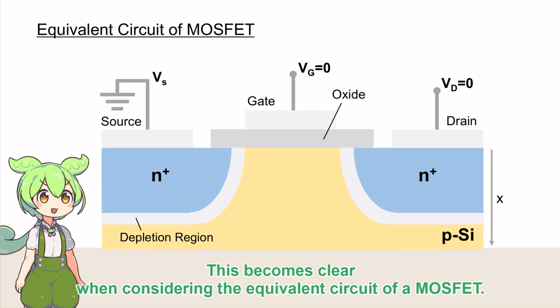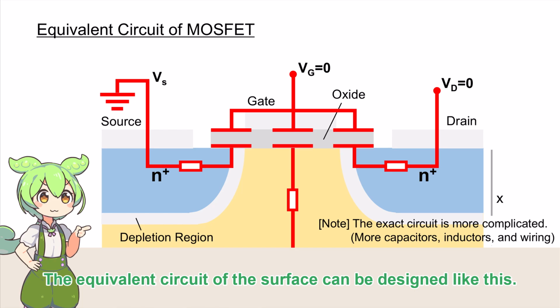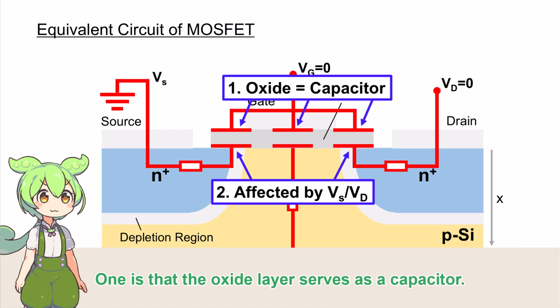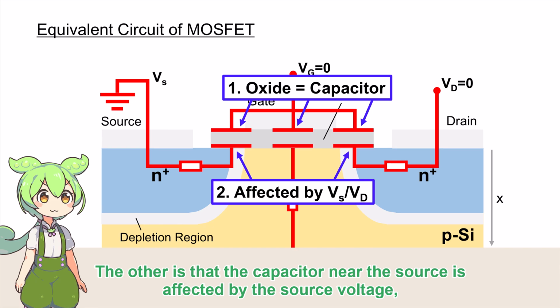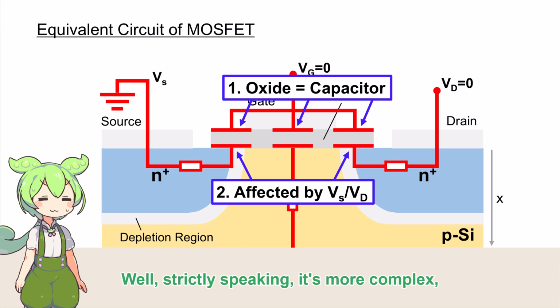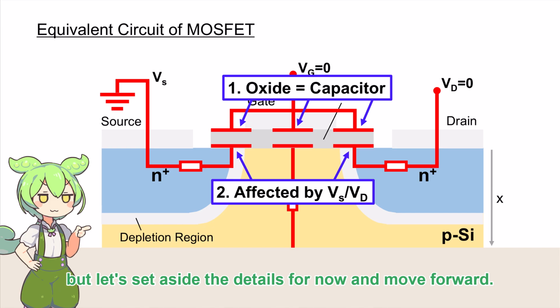This becomes clear when considering the equivalent circuit of a MOSFET. The equivalent circuit of the surface can be drawn like this. Some of you may be seeing this circuit for the first time. There are only 2 points to keep in mind here. One is that the oxide layer serves as a capacitor. The other is that the capacitor near the source is affected by the source voltage, while the capacitor near the drain is affected by the drain voltage. Well, strictly speaking, it's more complex. But let's set aside the details for now and move forward.